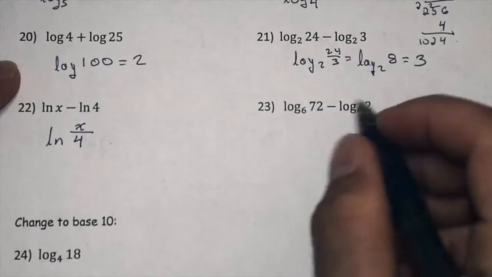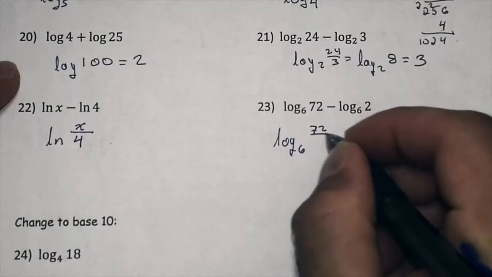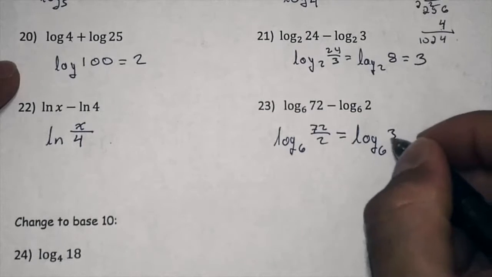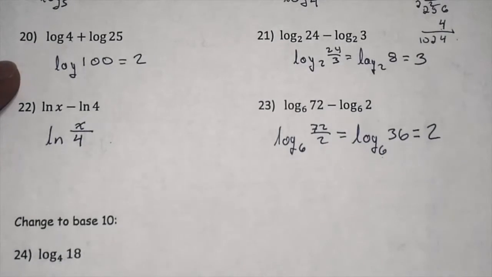23. Divide. Log base 6 of 72 over 2. Well, that gives me log base 6 of 36. 6 to what power is 36? 2.